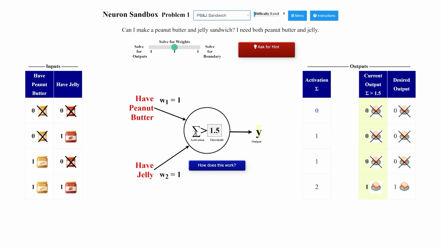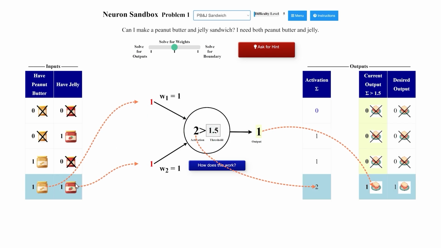When we have peanut butter and jelly, we can see the net activation value is 2, which is greater than the threshold of 1.5. So the neuron should fire, meaning it outputs a 1. We can make a PB&J sandwich. As an important note, the rule is strictly greater than, so the neuron won't fire if the sum exactly equals the threshold. It must exceed the threshold.